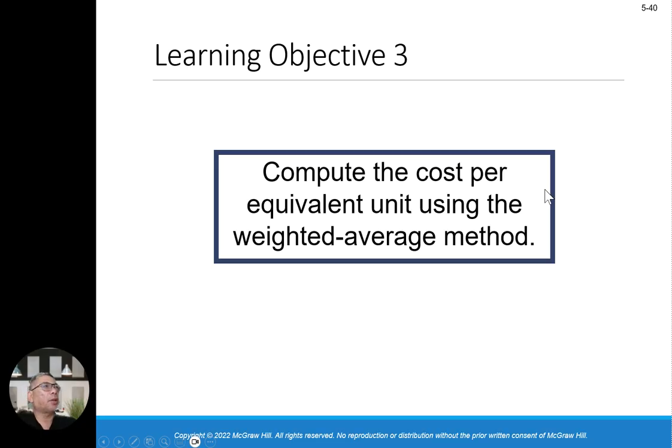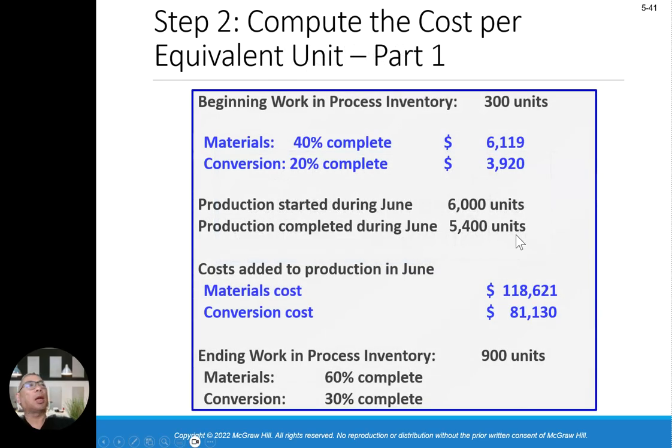Objective number 3: compute the cost per unit using the weighted average method. So, beginning work in process 300 units, materials 40% complete, conversion 20% complete, 3,920. Production started during the period 6,000 units, production completed 5,400 units, cost added to production in June is 118,621, conversion cost will be 81,113. Ending work in process will be 900 units; again, materials will be 60%, conversion is 30%. So this is step 1, okay?